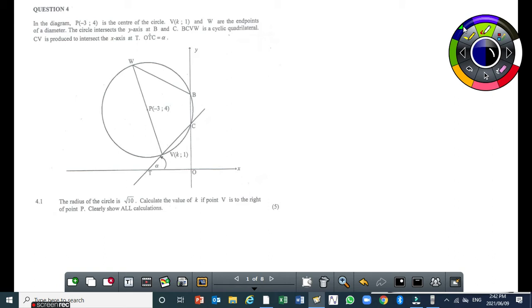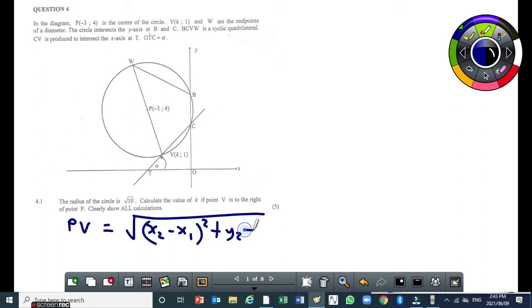So I'll say PB is equal to the square root of x2 minus x1 squared plus y2 minus y1 squared. Right? This is my distance formula. Remember, you can also write the distance formula as PB squared equal to x2 minus x1 whole squared plus y2 minus y1 whole squared, without the square root. But here, because I want to determine the value of k, I decided to put the square root.